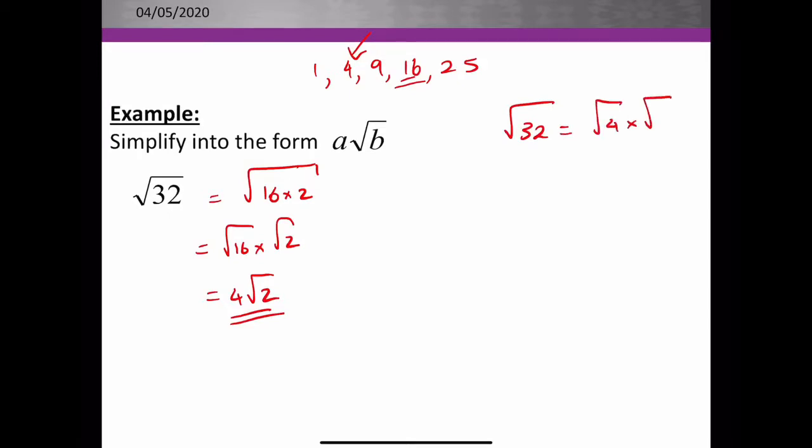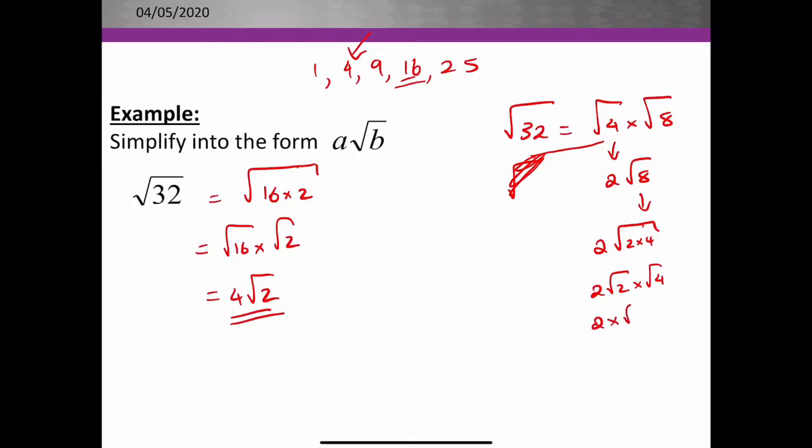So what if you hadn't noticed that the biggest possible square number that goes into it is 16 and you said it was the number 4? Well, let's try it. That would give you 4 times root 8, which can simplify into 2 times root 8. Root 8 can be simplified again though to 2 root 2. So 2 times 2 root 2, which is 4 root 2. Did we get the same answer? Yes, but it takes a lot longer. So really, really important that you always use the biggest possible square number that goes into it.